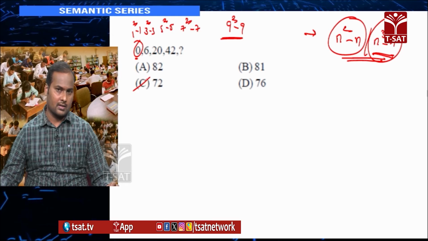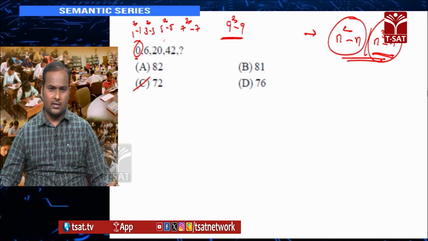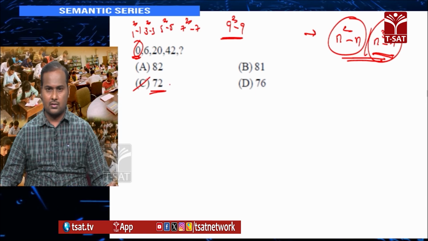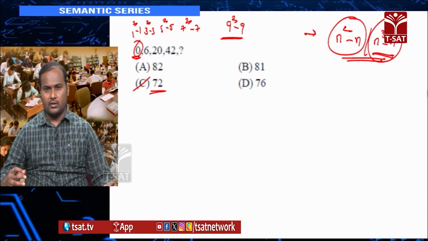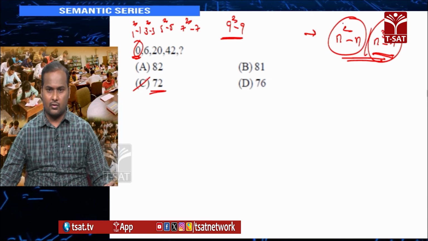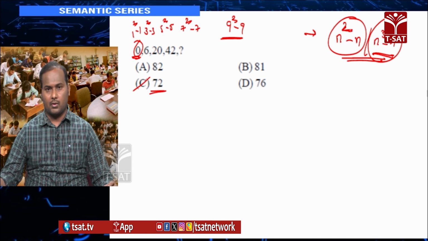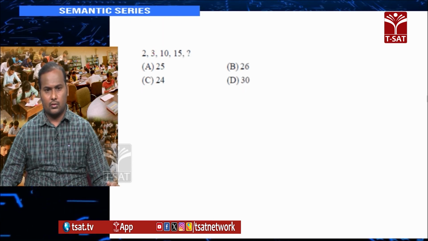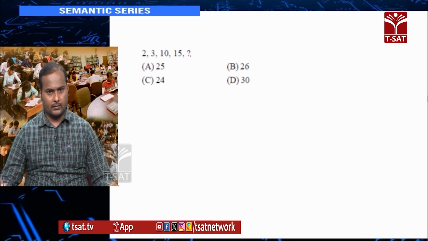Then also you can recognize like that. In this case, see, initially it is 0 and the final is also 72, that is your answer. So, there is no much change. When there is no much change, you have to recognize it like n square minus n, then you will get the answer very easily. In this question, 2, 3, 10, 15.